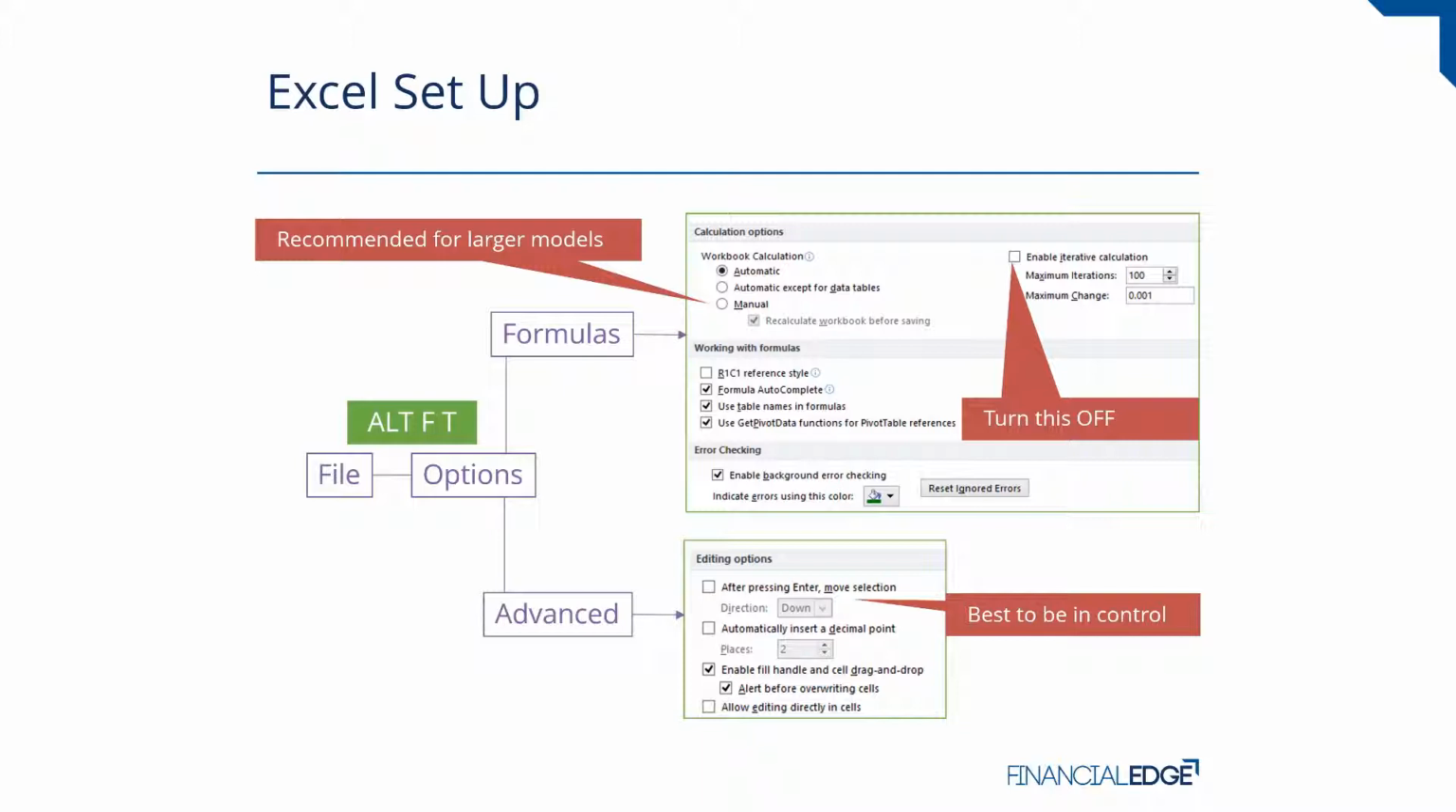And the last one at the bottom where it says allow editing directly in cells, turn that off. You don't want to be editing in a teeny tiny little cell. Instead, we want to be editing in the great big formula bar at the top of the page. And that is your Excel all set up.